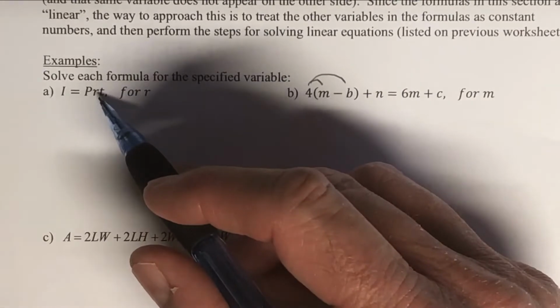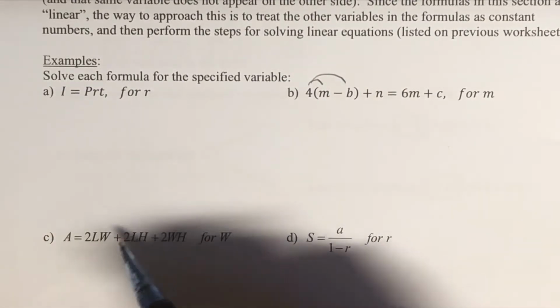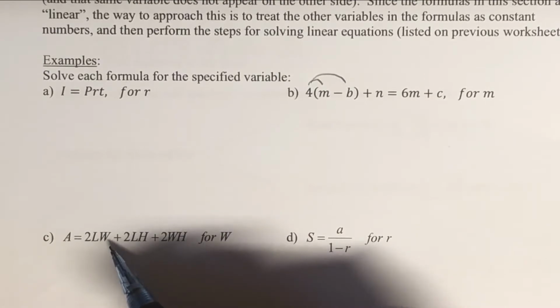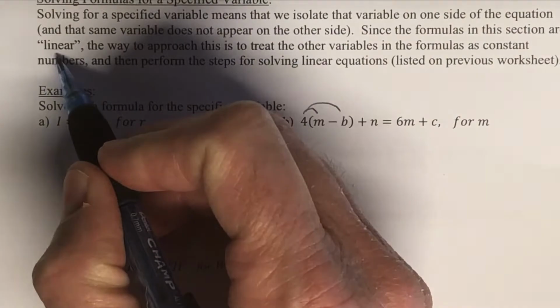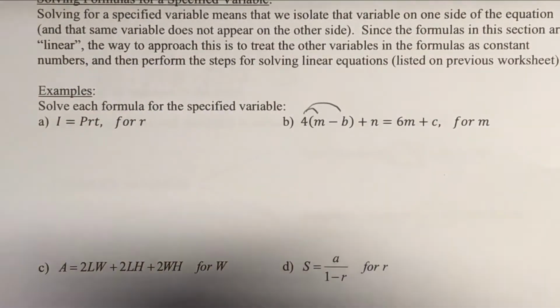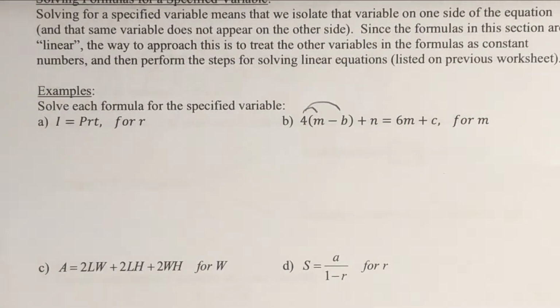You won't see r to the second. Down here, w is the variable that's designated. See how you see right here, w, not w to the second or w to the third. That's why we say that they are essentially linear. And so we can follow these same steps, okay, that we had for solving linear equations.